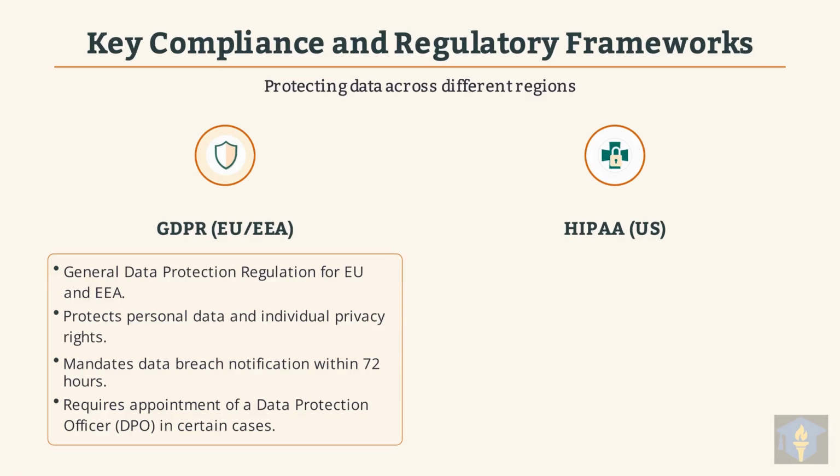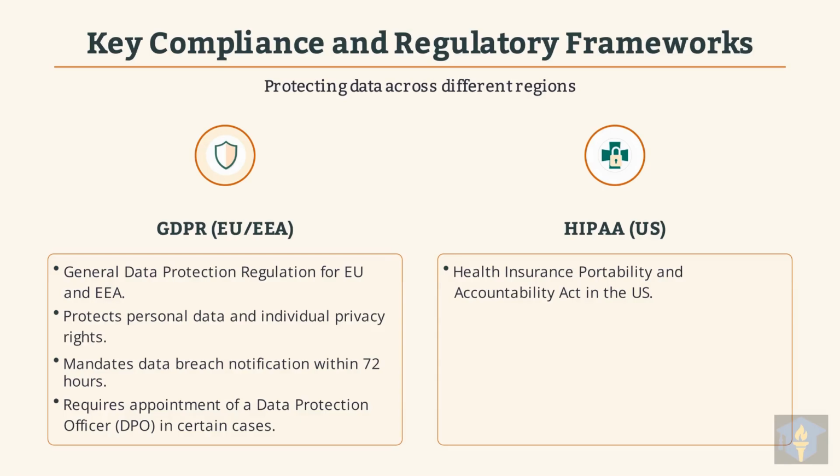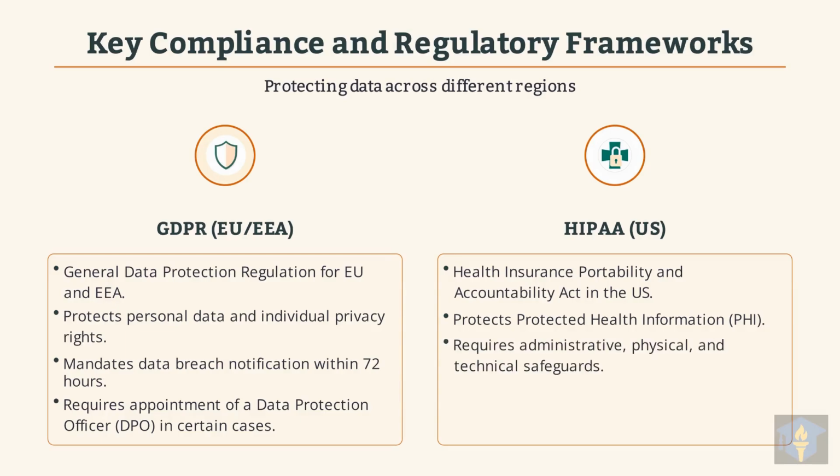Next, we turn to HIPAA, a critical regulation in the United States. HIPAA stands for the Health Insurance Portability and Accountability Act in the U.S. This act specifically protects protected health information, commonly known as PHI. HIPAA requires robust administrative, physical, and technical safeguards to secure health data. Breach notifications under HIPAA must be sent to affected parties within 60 days.